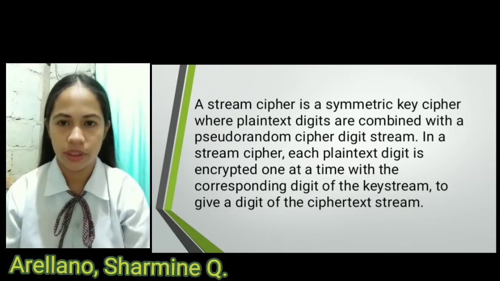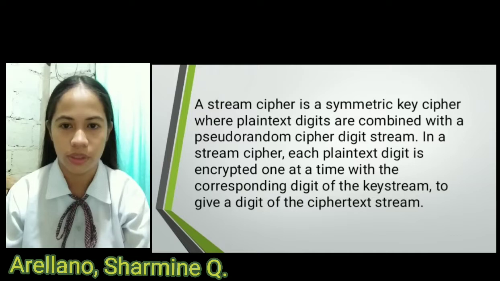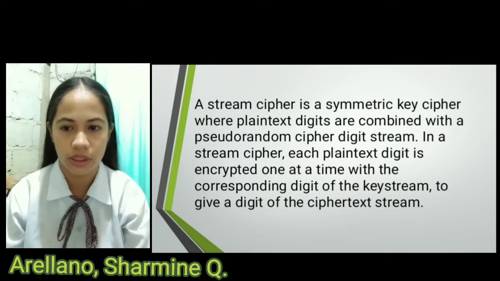A stream cipher is a symmetric key cipher where plaintext digits are combined with a pseudorandom cipher digit stream. In a stream cipher, each plaintext digit is encrypted one at a time with the corresponding digit of the key stream to give a digit of the ciphertext stream. A stream cipher is an encryption technique that works byte to byte to transform plaintext into code that's unreadable to anyone without the proper key. Stream ciphers are linear, so the same key both encrypts and decrypts messages.